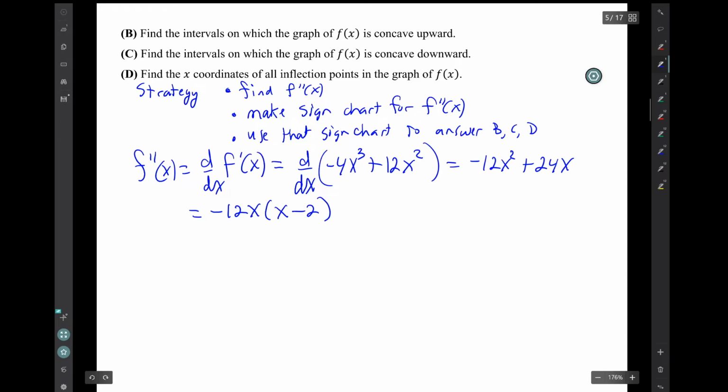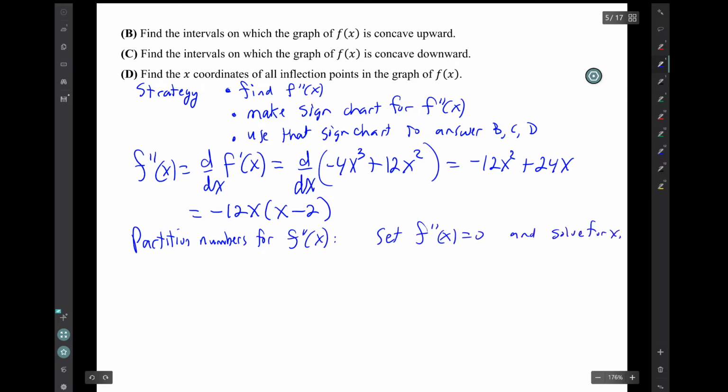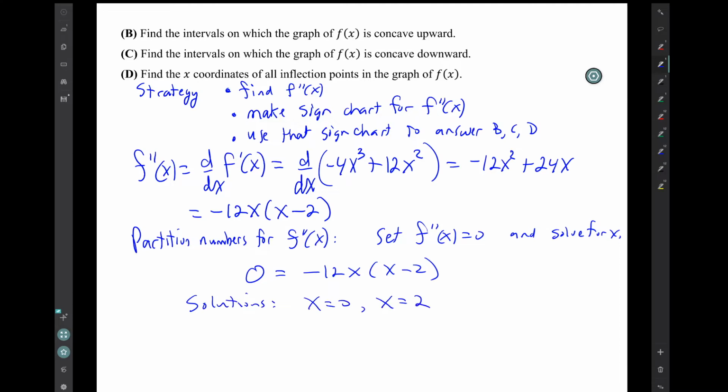So we will find the partition numbers for f double prime. We'll set f double prime equal to 0 and solve for x. We see that the solutions will be x equals 0 and x equals 2. So we've done the first part of our strategy. We found f double prime, and we have started doing some of the work for this sign chart for f double prime. We'll do that on the next page.